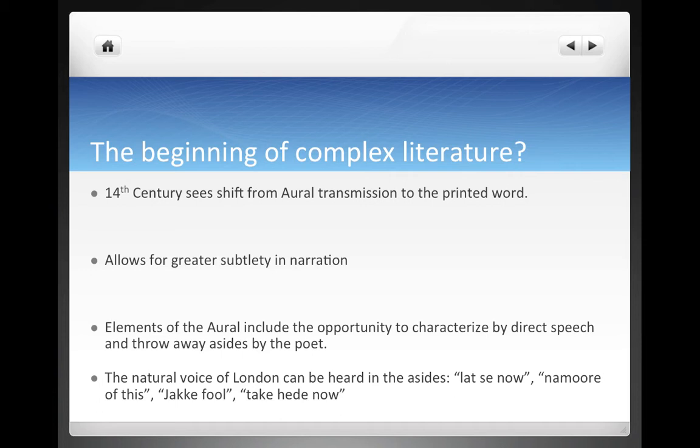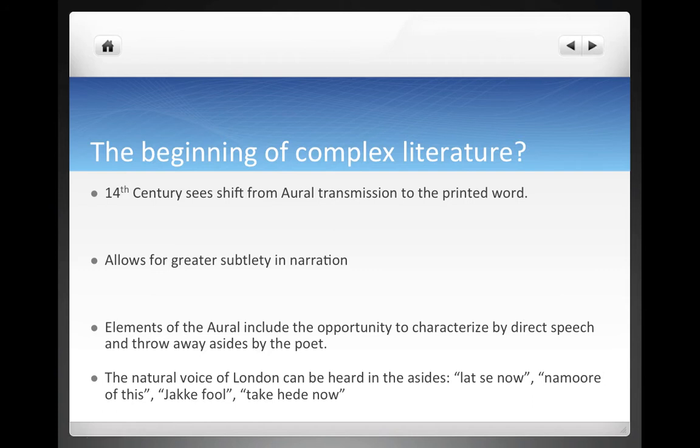elements of the oral which are so strong, and the characterization by direct speech and so on, throwaway asides by the poet, so his own voice coming through, perhaps humorously, and we can see these in the typical sort of London invective, if that's what it is, that can be heard in some of Chaucer's asides, the 'Lazze no namor of this, Jack a fool,' and so on. This idea of the poet's voice beginning to emerge within the story is something that has happened throughout the century.